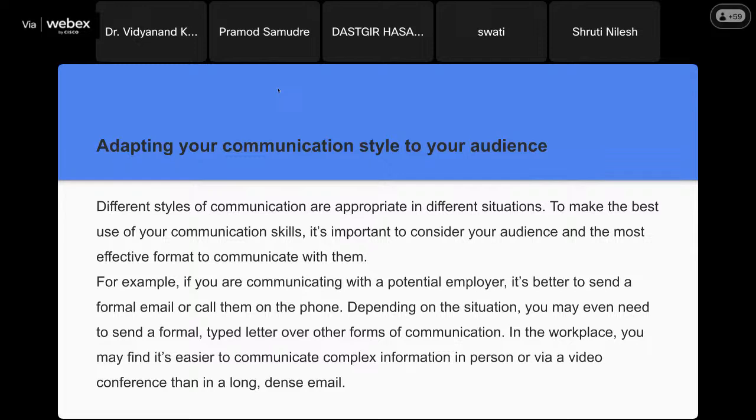For example, if you're communicating with a potential employer, it is better to send a formal email or call them on the phone. Depending on the situation, you may need to send a formal letter, or use other forms of communication. In the workplace, you may find it easier to communicate complex information in person or via a video call than in a long, dense email. So, as the situation and role shift, the form of communication shifts.